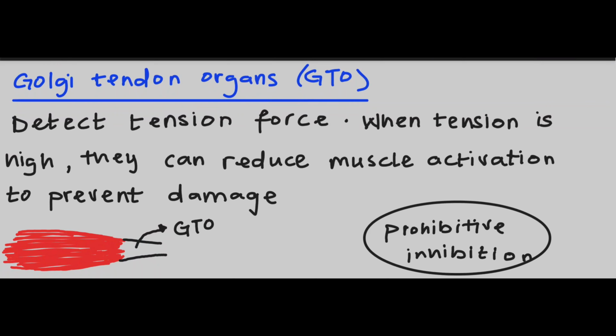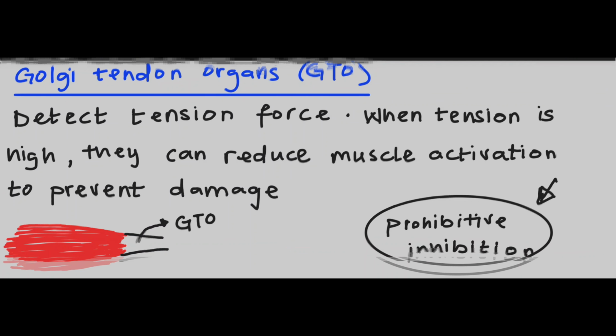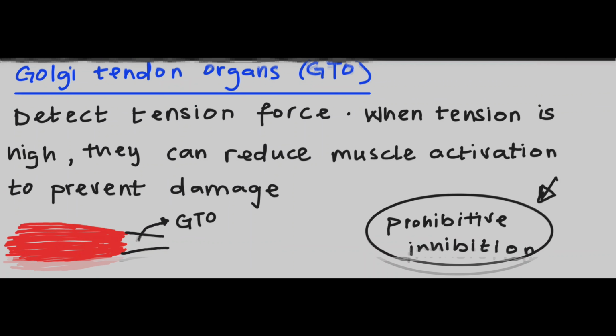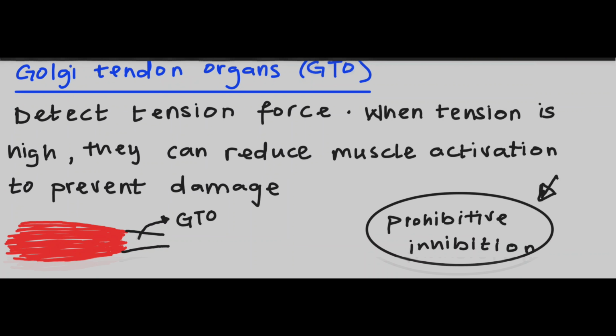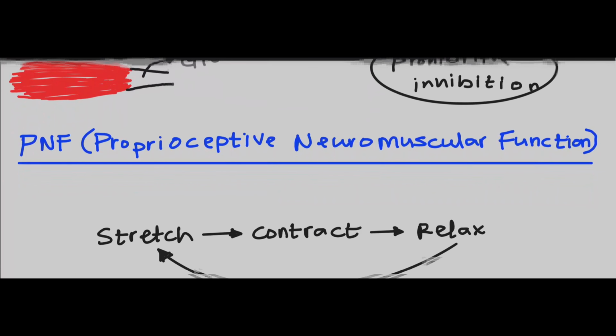They're located whether near the tendon or in the tendon, and they respond to any increases in tension. So when tension is high, they can reduce how much your muscle activates, and this is known as inhibition. So they can cause inhibition to prevent damage when tension gets really high. Lastly, when we talk about proprioceptors, we want to be able to describe them in the context of PNF.